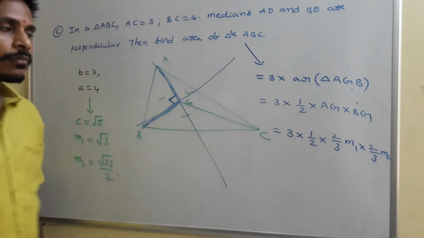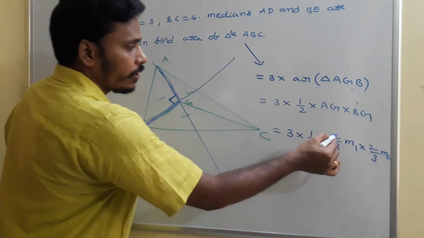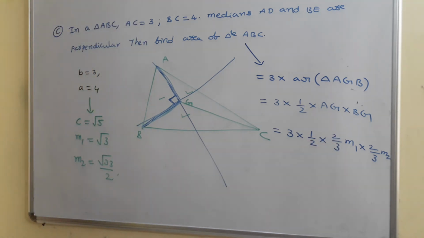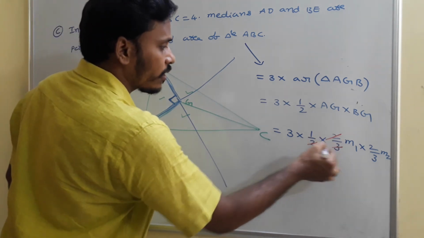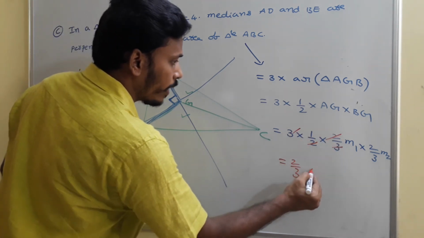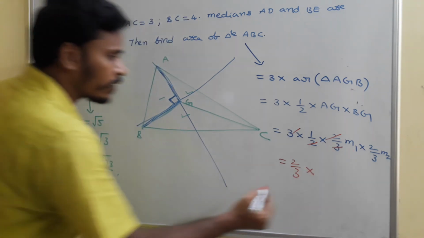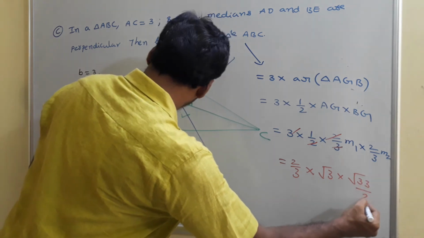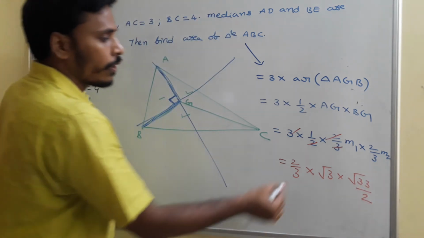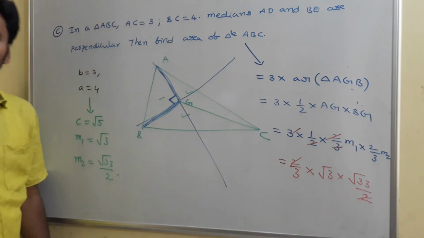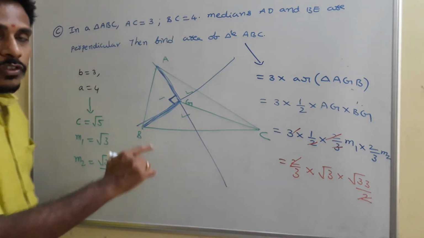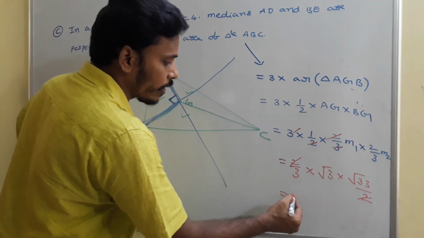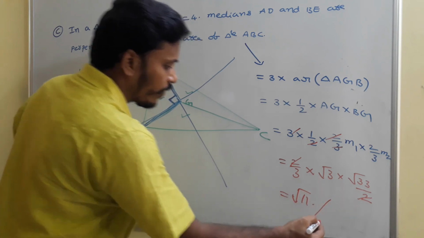Okay, so that's what you need to simplify. This 2 and 2 will get cancelled, 3 and 3 will get cancelled. At the end, this is equal to 2 by 3 into m1 into m2. m1 is given as root 3 and m2 is given as root 33 by 2. Further we need to solve. This 2 gets cancelled. Root 33 is what? Root 3 into 11, root 3 into root 11. Again this denominator root 3 and the numerator root 3 will get cancelled. You are left with root 11 and that is the answer.